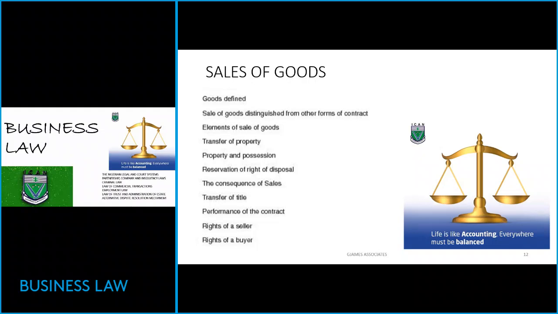entered into, that is sales performance and sales contract, the rights of the seller, the right of the buyer, hire purchase, the right of the hirer, the right of the hiree, contract of sales and pledges, contract of sales and bailment, contract of sales and mortgage, and many more that we must have knowledge of in business law as finance people and as accountants.